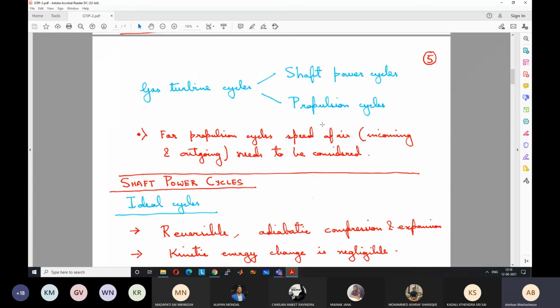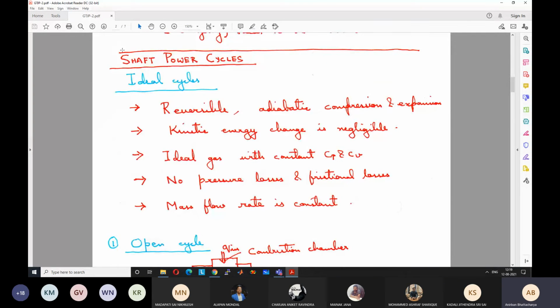Although there is a small change in kinetic energy of the air, we typically ignore it because it does not contribute much to the change in the power output. Okay. So what we are going to do is start with ideal shaft power cycles, ideal industrial gas turbine cycles.